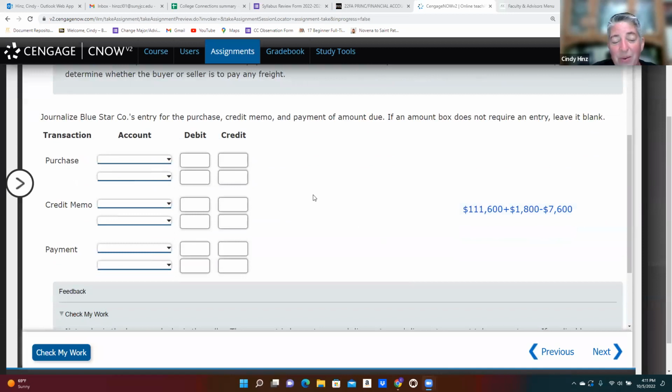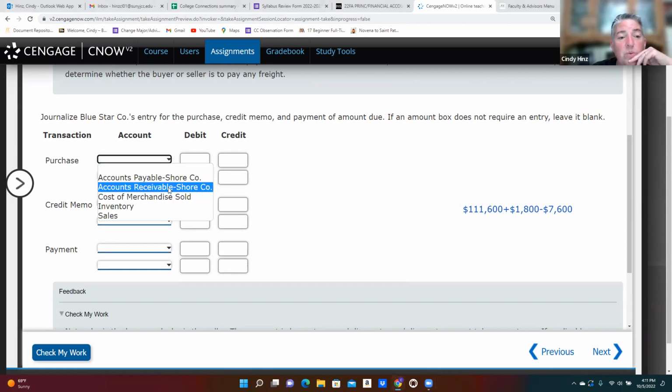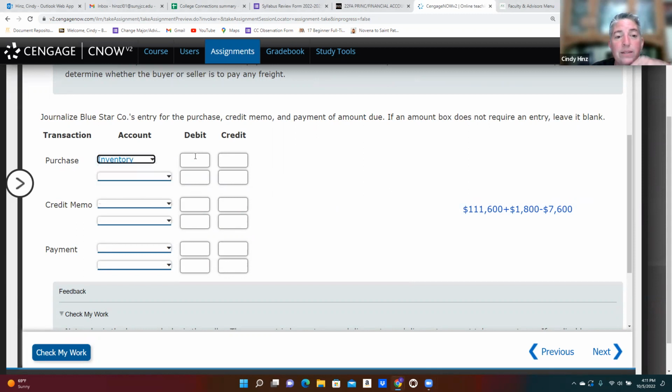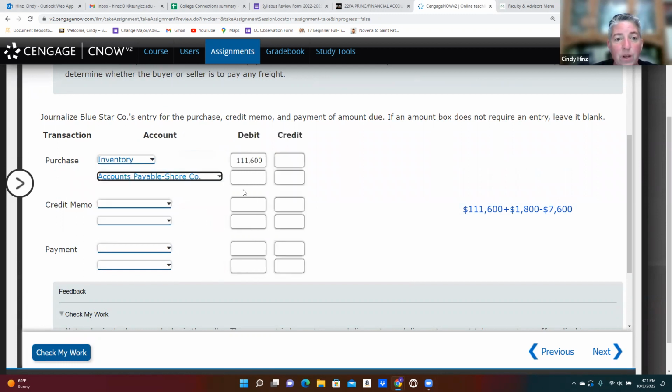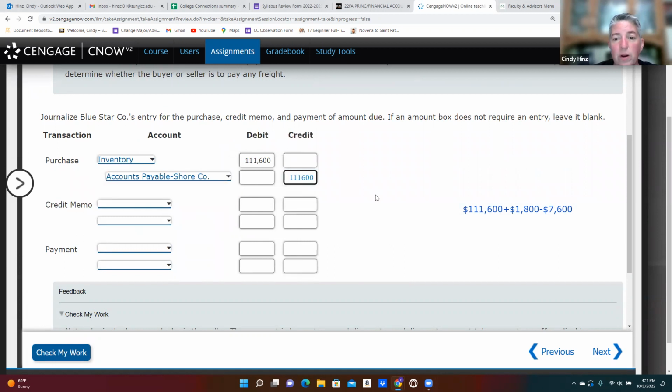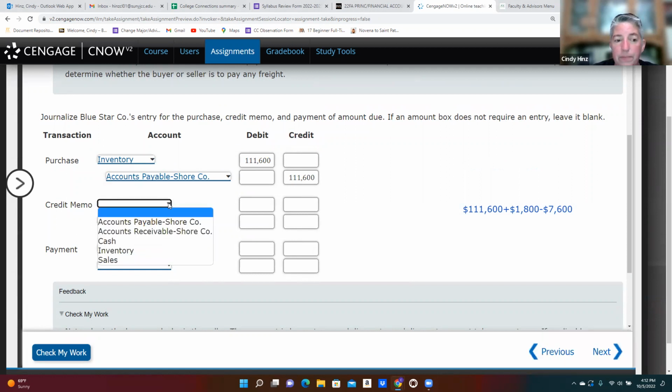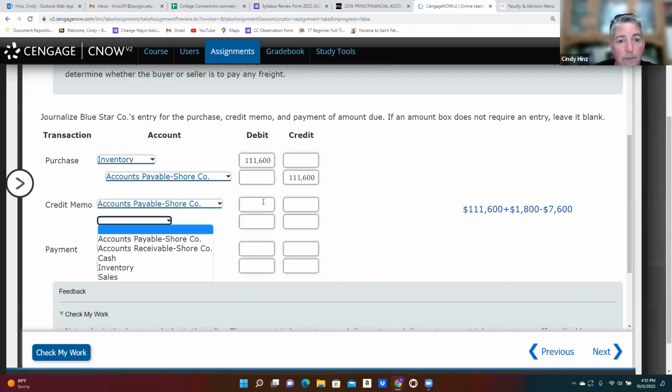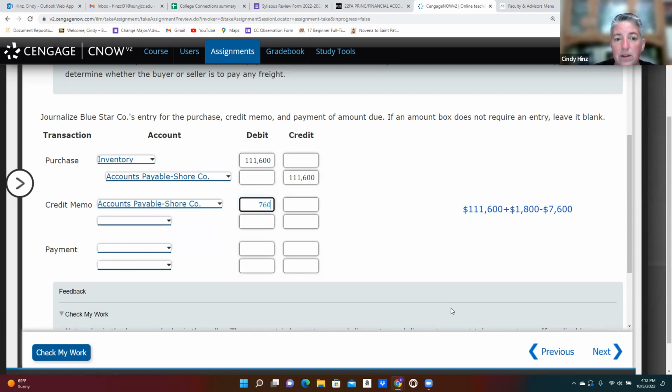Now, hopefully, as we scroll down here, it's going to be a little bit more straightforward for the purchase side on Blue Star. So first, they're going to record that they bought the inventory, $111,600, and that they have to pay for it later. So we have an accounts payable to Shore Company. Then they had a return of $7,600, and they're going to remove that from their inventory because they don't have it anymore.